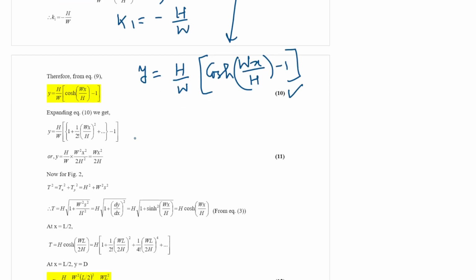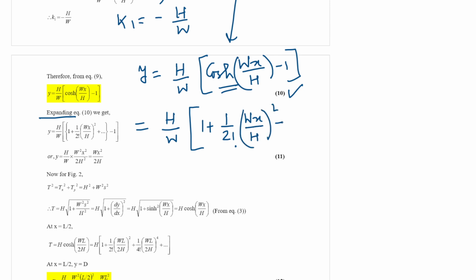So if you substitute, or if you expand this, it should be h by w. Then if you expand cos hyperbolic, the first term will be 1, and the second term will be 1 by 2 factorial (wx by h) whole square. Then the next term will be 1 by 4 factorial (wx by h) to the power 4 and so on. And thereafter this minus 1 term.